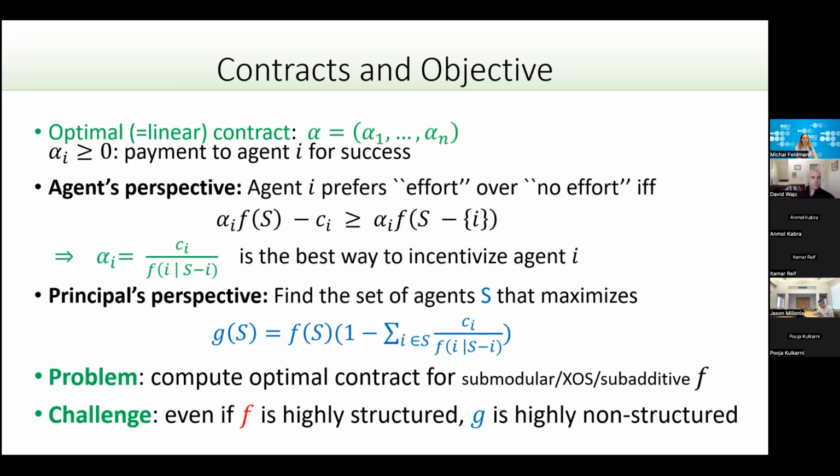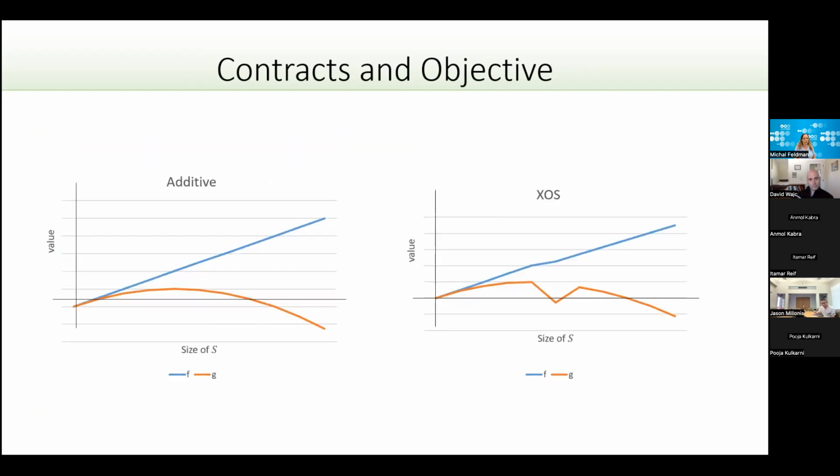Okay, now the challenge is the following. So let's take a look. This is the objective function of the principal, this G of S. The challenge stems from the fact that even if F is highly structured, for example, submodular or XOS, G is highly unstructured. Here you can see two examples. You can see an additive, very nicely behaving function F, and look at G. G may be non-monotone, it may be negative, quite crazy.